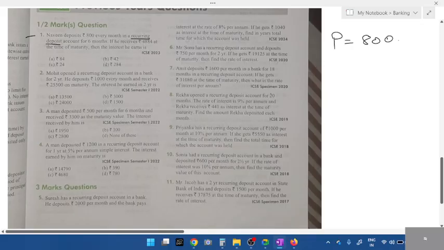Recurring. So what are the different names? They might give you recurring account, they might call it RD account, they may call it cumulative account. You shouldn't get confused, students. There's only one formula in banking. Remember that. But different names are given.